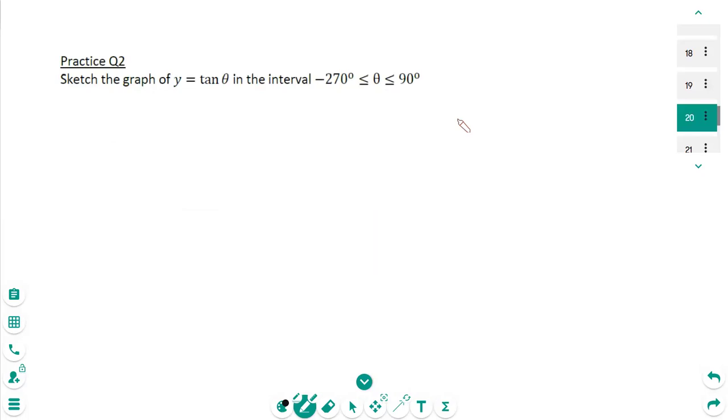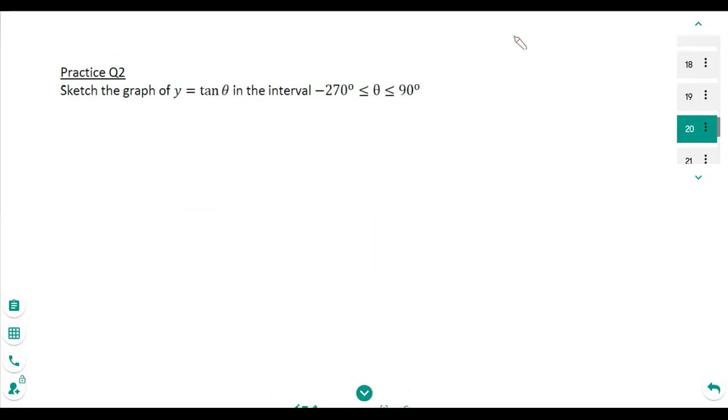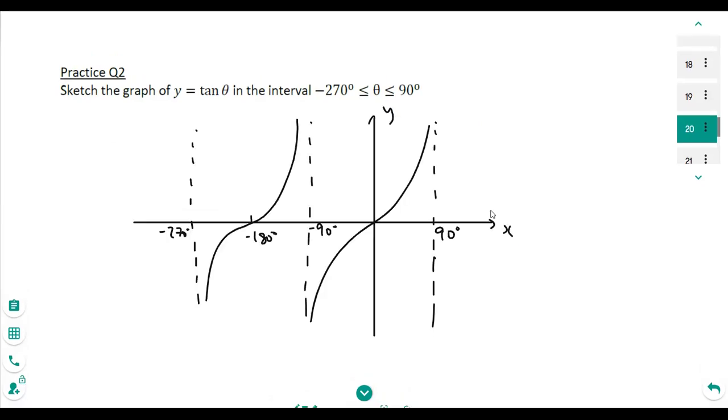And more. Practice question 2. Okay, maybe your turn. Have a go at the question. See if you can recall the graph, how to draw it from minus 270 to 90. Pause the video. Have a go. When you're ready, let's play. Well, here's the answer. Okay, so you got the asymptote.